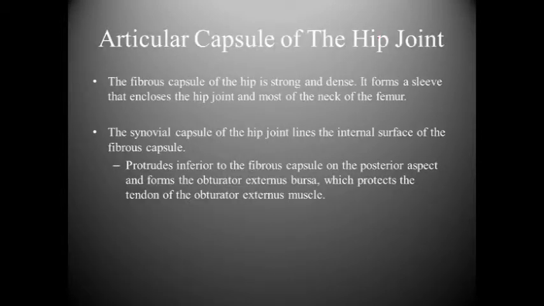So, the articular capsule of the hip joint. The fibrous capsule of the hip is strong and dense. It forms a sleeve that encloses the hip joint and most of the neck of the femur. The synovial capsule of the hip joint lines the internal surface of the fibrous capsule. It protrudes inferior to the fibrous capsule on the posterior aspect and forms the obturator externus bursa, which protects the tendon of the obturator externus muscle.